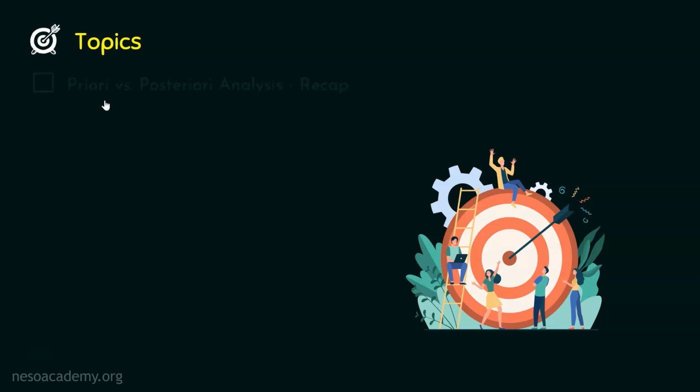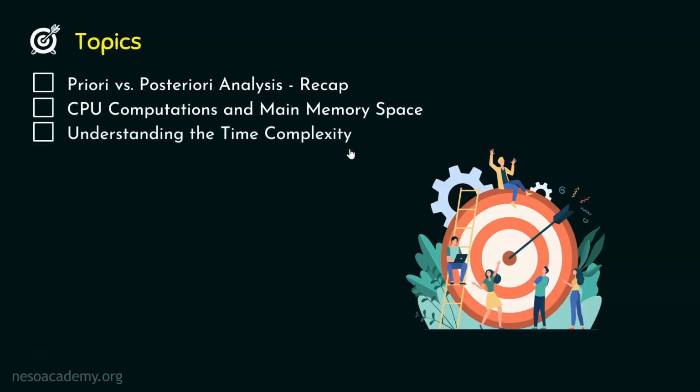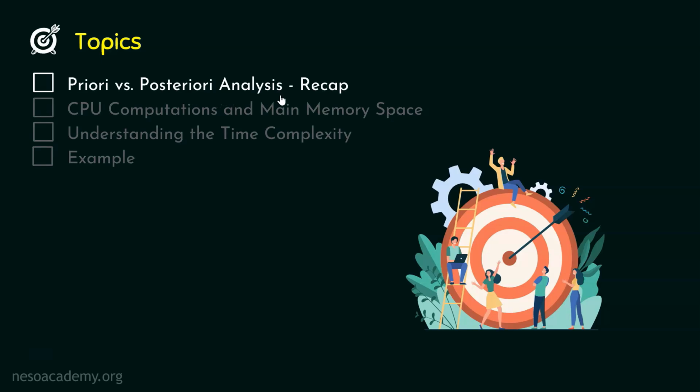The first topic of this lecture is priori versus posteriori analysis recap. We will first get the quick recap of priori and posteriori analysis, and then we will understand CPU computations and main memory space. We will understand these two terms in great depth, and then we will understand the time complexity, and finally through an example we will understand how to analyze an algorithm, and that too an algorithm which involves loops. So let's get the quick recap of the priori versus posteriori analysis.